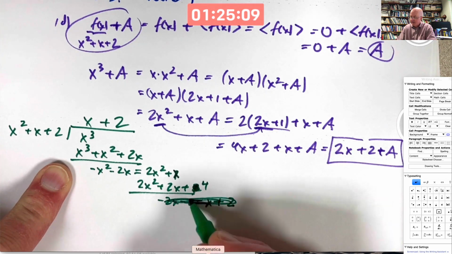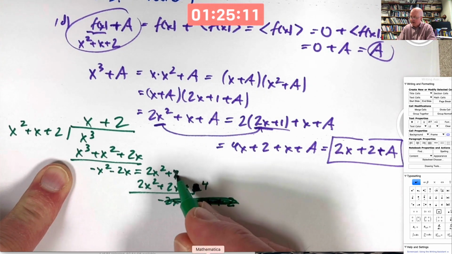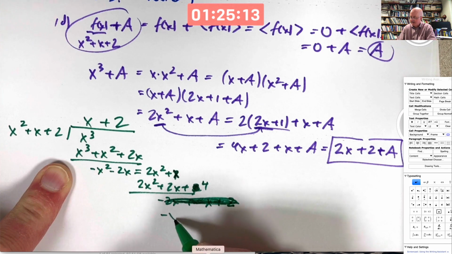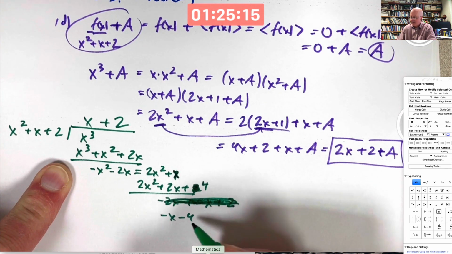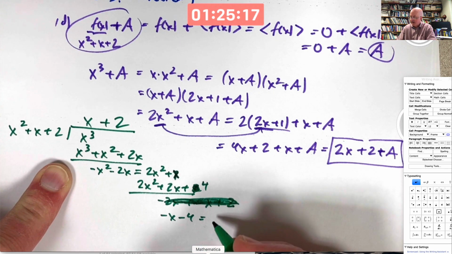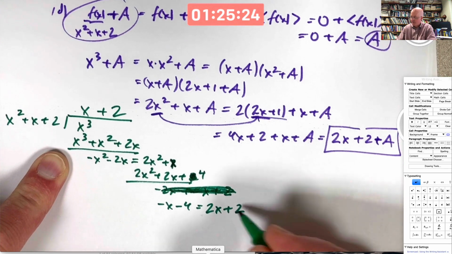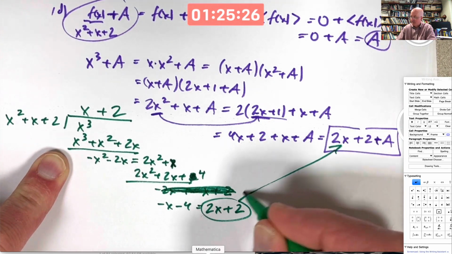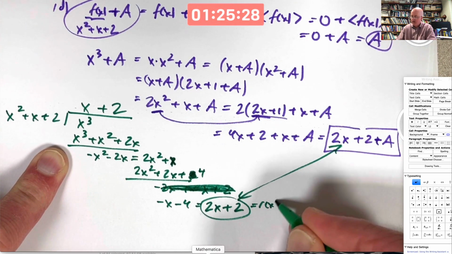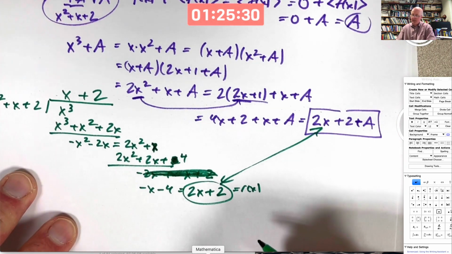So this is ultimately going to give me now a remainder of x minus 2x is negative x minus 4, and then mod by 3. That becomes 2x plus 2, which matches that right there. That is the remainder. Why does that have to be the answer?